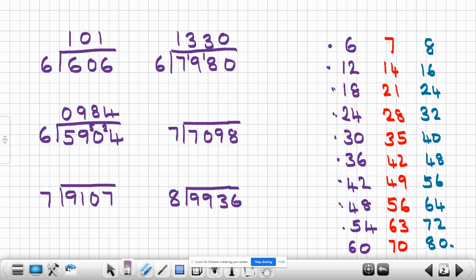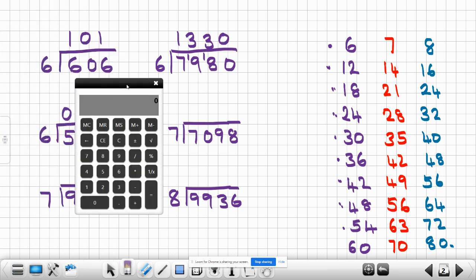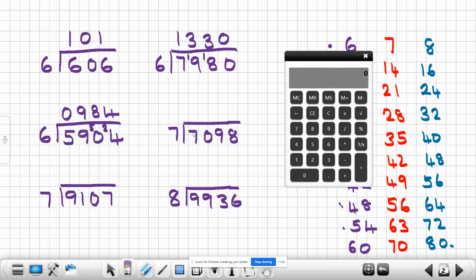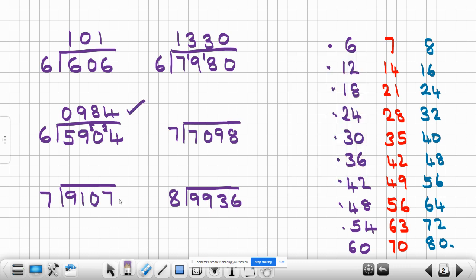And don't forget, at any point, grab your calculator and check your work. It will really help with confidence. Lovely, 984. You could even put a big tick there. Nice. Right, okay, let's move on to this one.